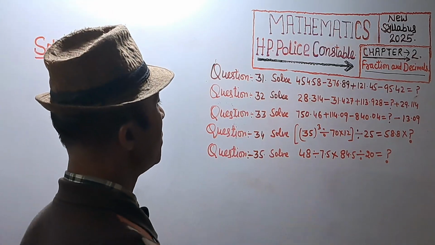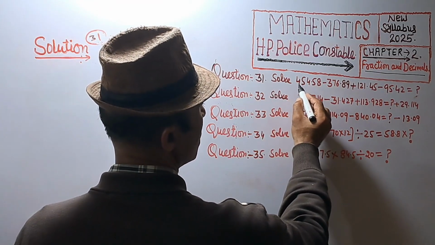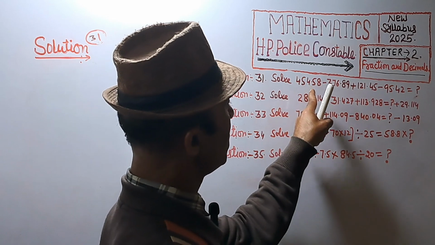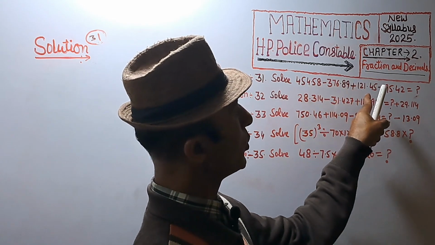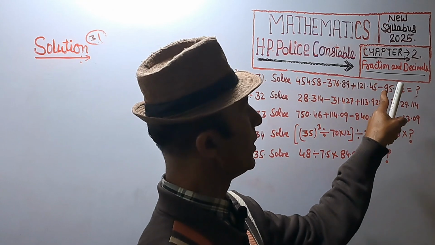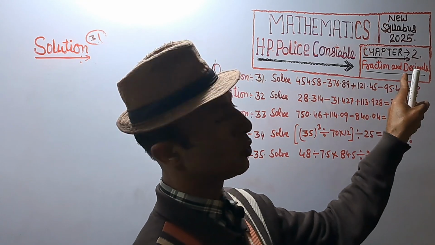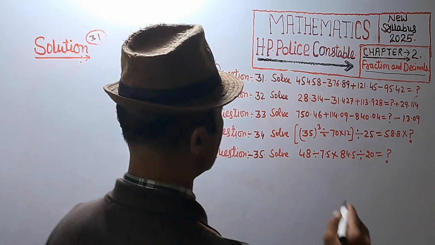Next question is 31. Solve 454.58 minus 376.89 plus 121.45 minus 95.42 equal to sign of interrogation.